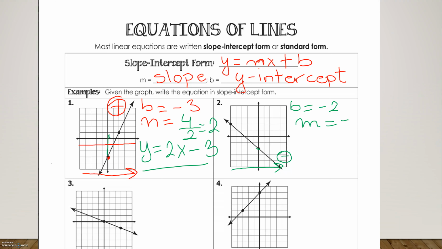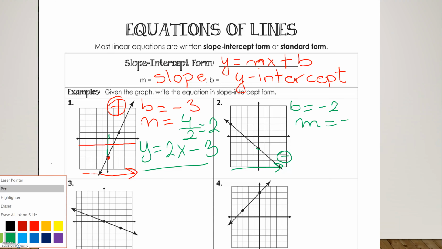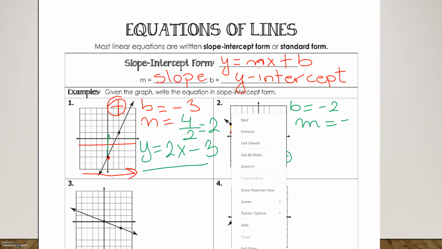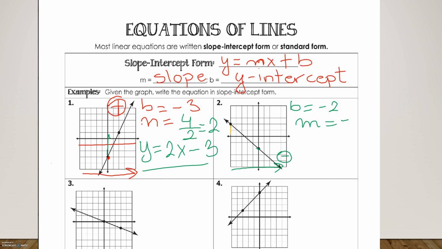So let's count. Let's see, what is our rise over run? We're going to start from this point and we're going to go down. So we have 1, 2, 3, 4. We're going 4 down, and then 1, 2, 3, 4, 5 over. So slope is 4 over 5.